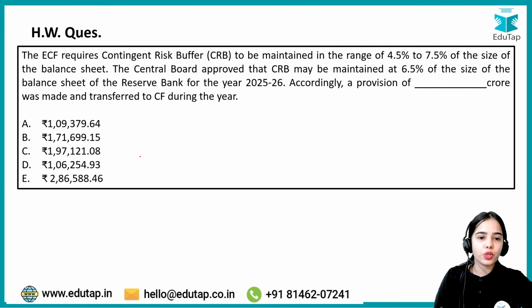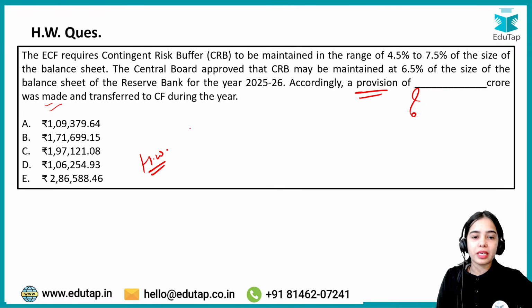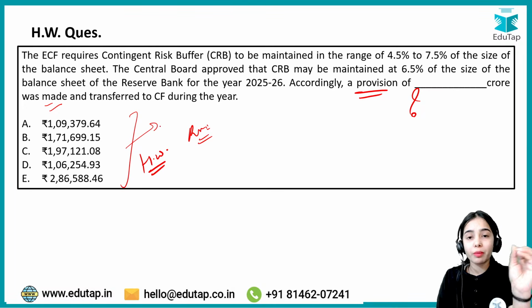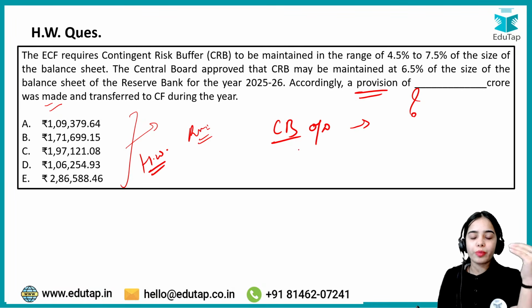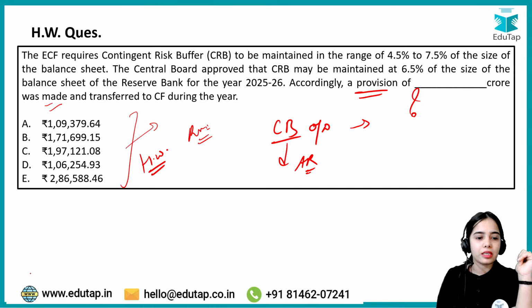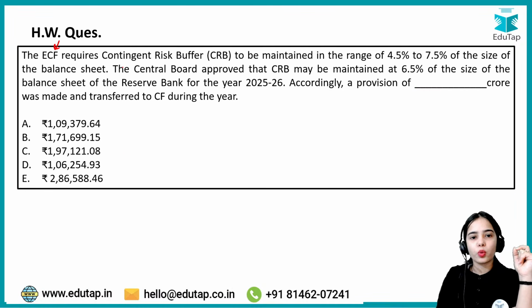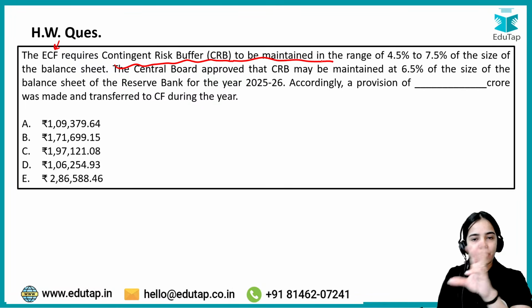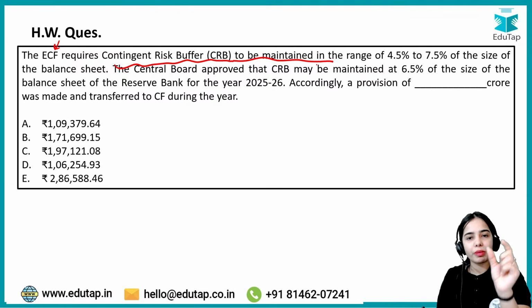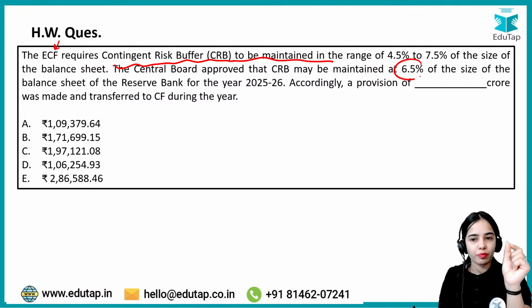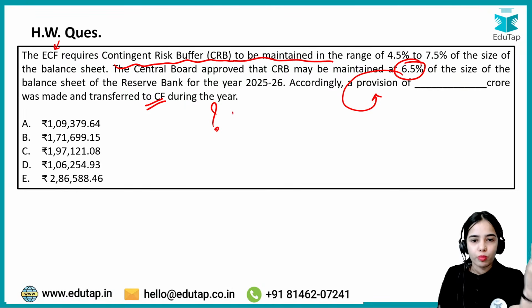Now, coming to the homework question, this is your homework question again and again, like provision of what was made by the Reserve Bank of India. I always inform that such kind of numbers are usually not important. But if a number is coming again and again in news, coming again and again in different documents of RBI, then it becomes important. So RBI released the Central Board of Directors meeting in which it was informed again. Now also in the annual report it was informed. So basically, the economic capital framework requires contingent risk buffer to be maintained within the range of 4.5% to 7.5%. RBI has decided for 2025-26 to maintain the contingent risk buffer at 6.5%, for which the provisions have been added in the contingency fund of how much? This is your homework question.